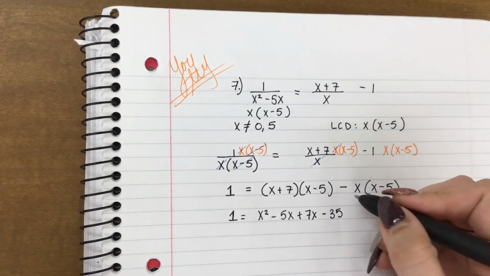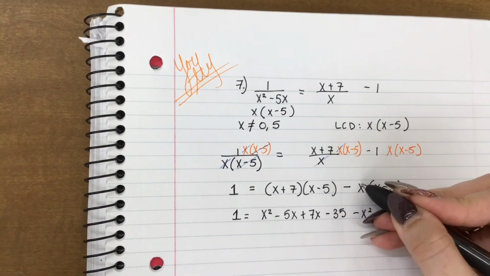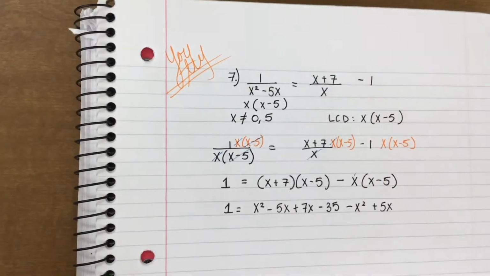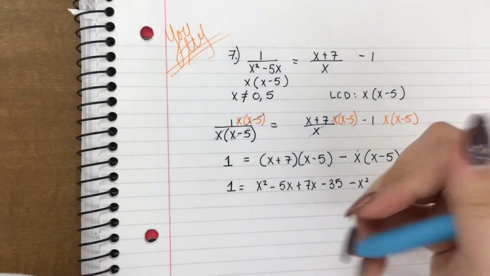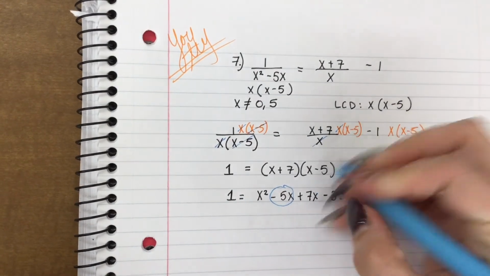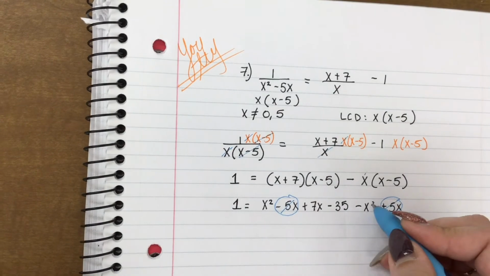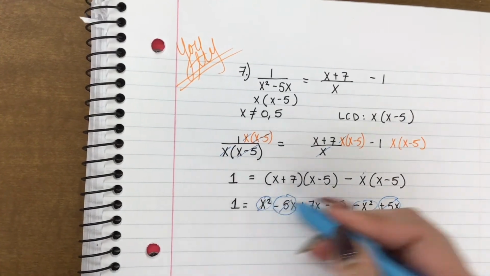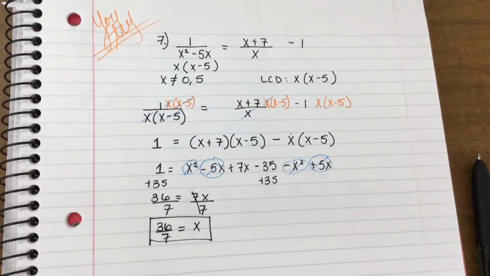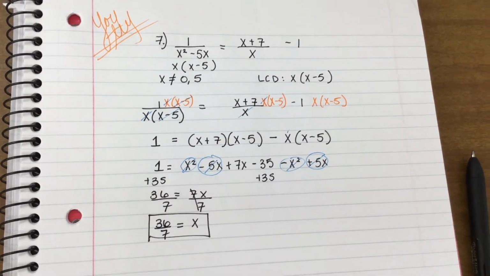Then we have to distribute that negative x to x, which is negative x squared. Negative x times negative 5 is positive 5x. Here you are combining like terms on one side of the equal sign. You do not use inverse operation to combine like terms. You're just doing negative 5x plus 5x, that cancels out. X squared minus x squared also cancels out. So you're left with 7x minus 35 equals 1.